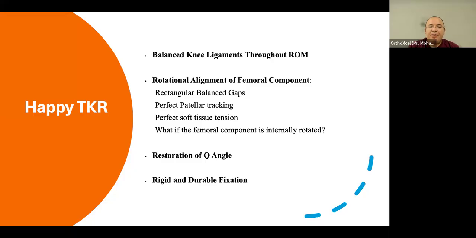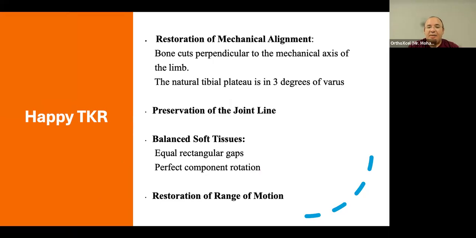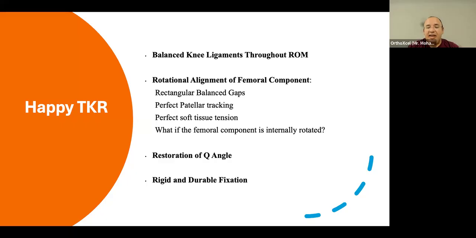So again, to have a happy total knee, you need to restore the mechanical alignment. You need to preserve the joint line level. You need to balance your soft tissue. You need to restore the range of motion. And you need to have the knee ligaments balanced through this range of motion. You need to be careful about patellar tracking by maintaining a proper rotational alignment of the femoral component, restore the Q angle, and definitely have a rigid and durable fixation of your total knee.